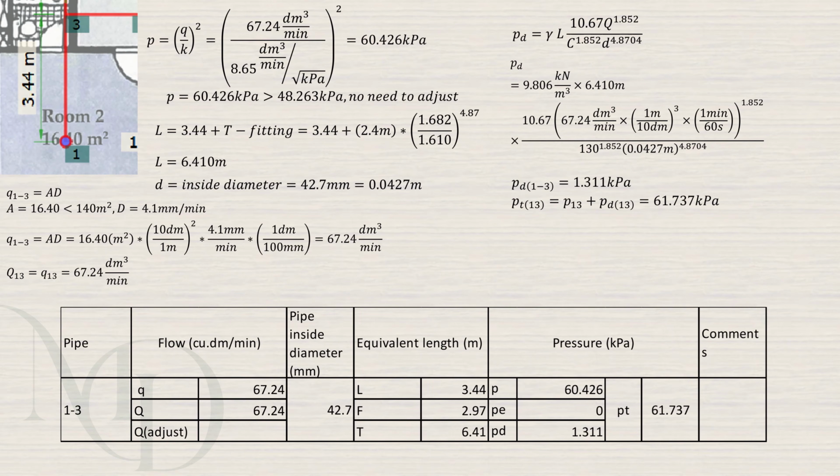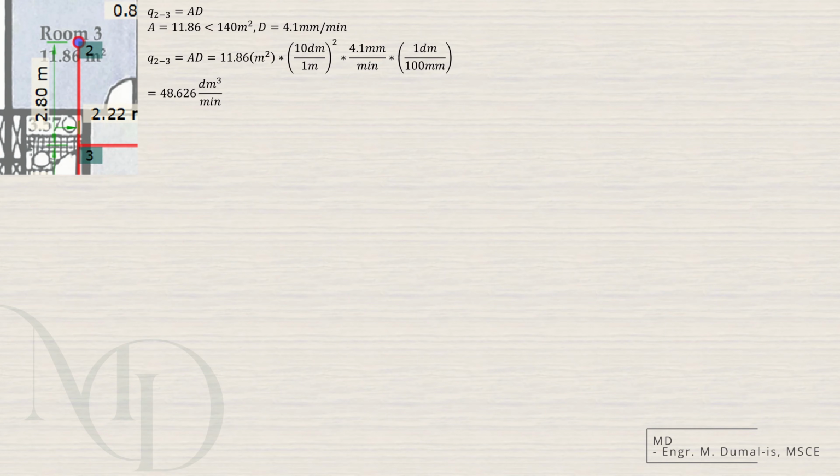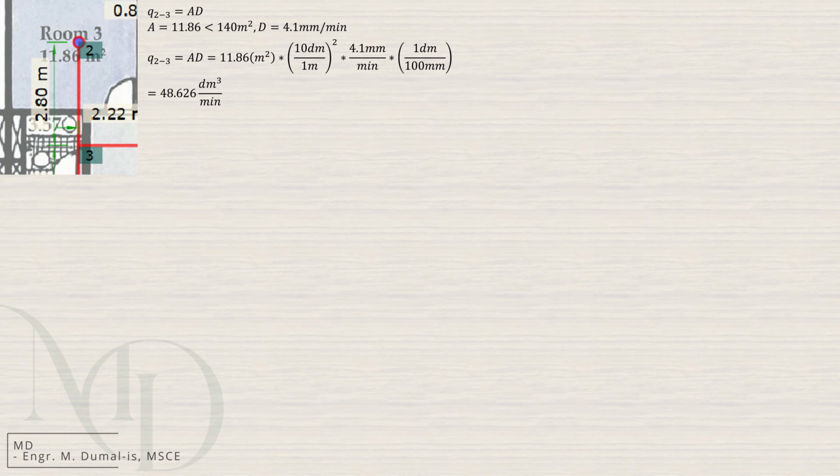After completing all those calculations, we can now populate our modified hydraulic calculation table with the results for discharge, pressure, and equivalent lengths. We will now do the same set of calculations for node number 2. The area for sprinkler number 2 is 11.86 square meters. Since this is less than the minimum required area, we will use the same density value as before.